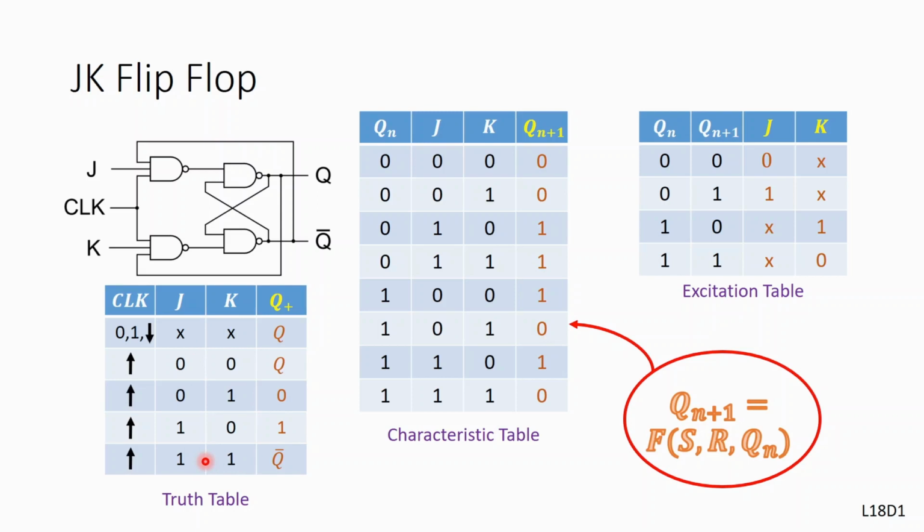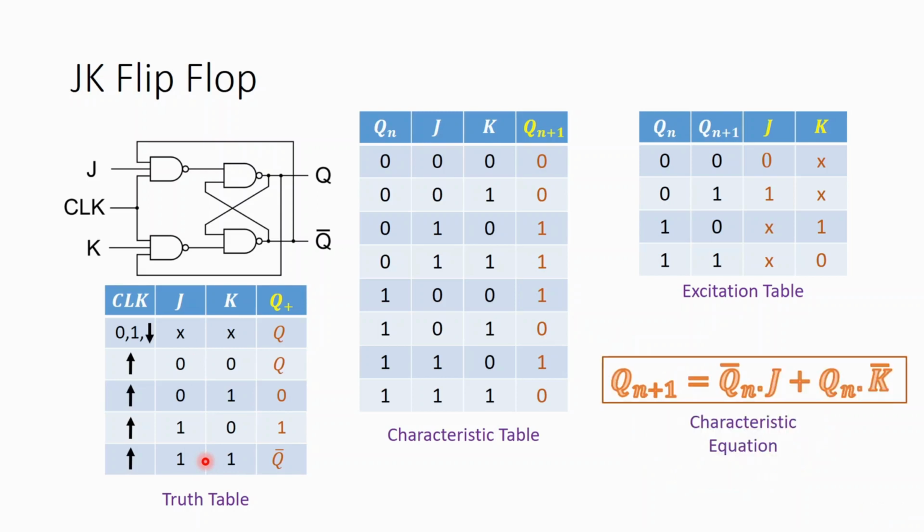When we have the characteristic table, then you can form the characteristic equation, and the equation will be like this. So this is a very well known characteristic equation of the JK flip flop. Qn plus 1 is Qn bar J plus Qn K bar. So that is the characteristic equation of the JK flip flop.